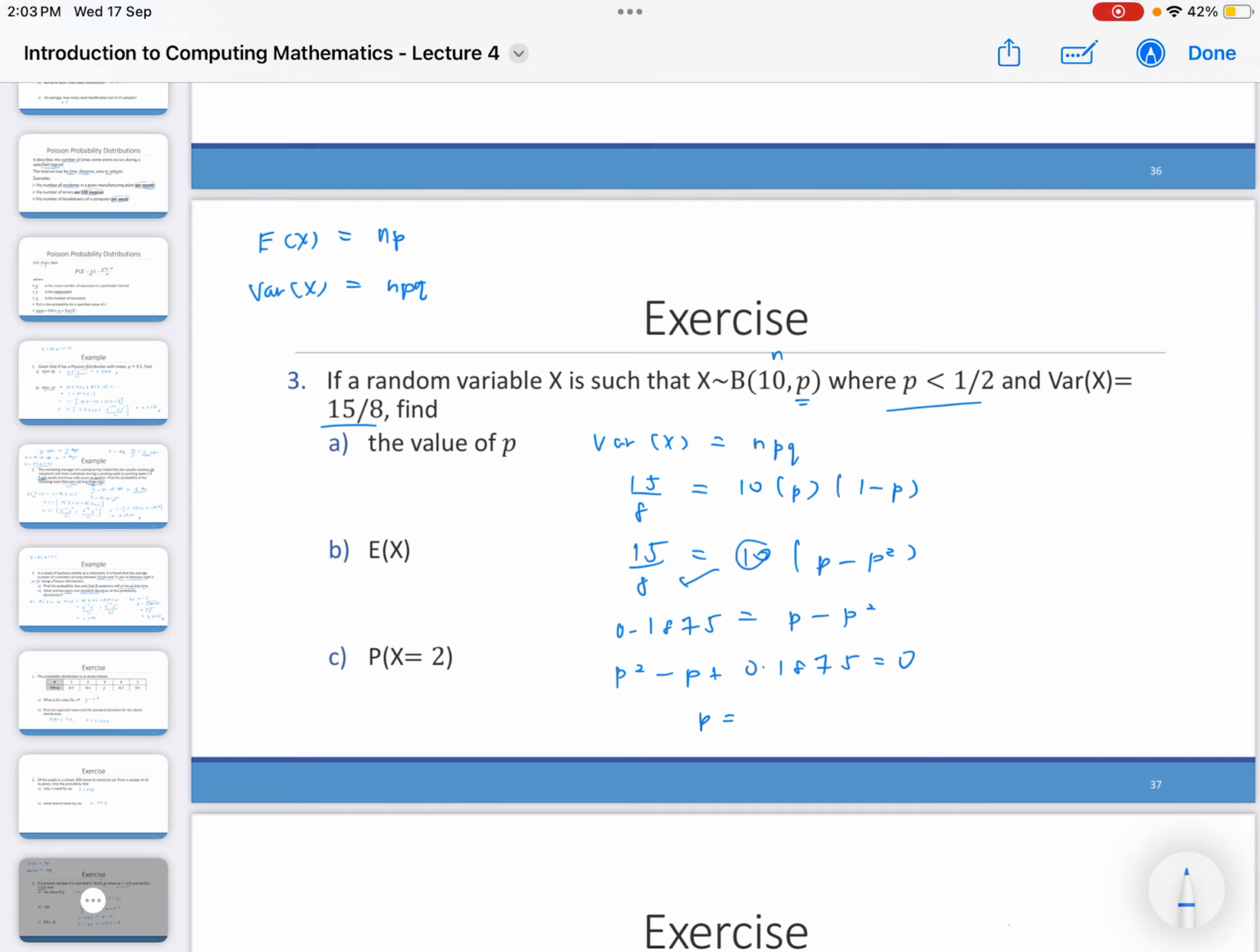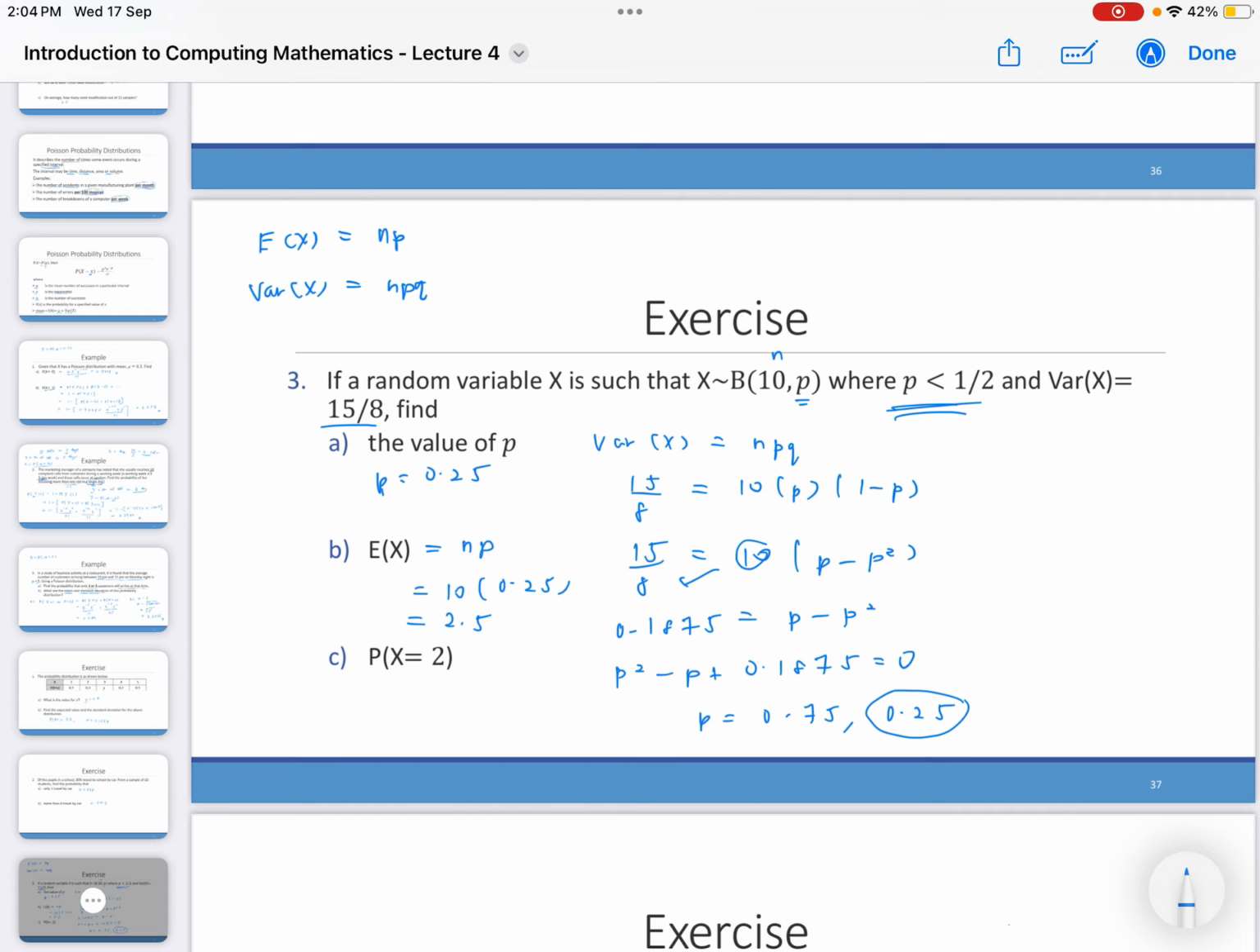When we solve, we will get two values of p. We will get p equals 0.75, and another one is p equals 0.25. Remember, we have p less than half. So the answer here is p equals 0.25. And then for b, we want to calculate E of x. E of x is n times p, which equals 10 times 0.25. So we get 2.5.